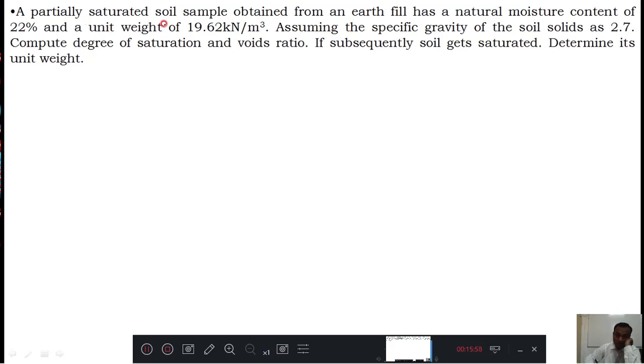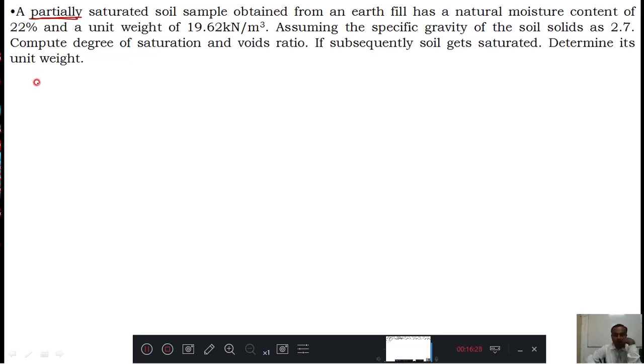Partially saturated soil sample obtained from an earth fill has a natural moisture content 22%. Unit weight 19.62 kN per meter cube. Assume specific gravity of the soil solids 2.7. Compute degree of saturation, void ratio. If subsequently soil gets saturated, determine its unit weight. Very easy, simple problem. Partially means not full.